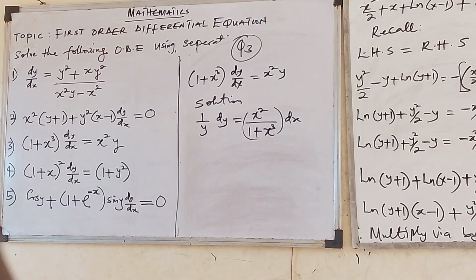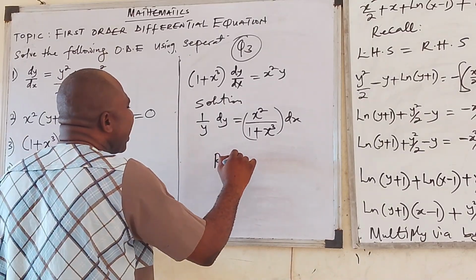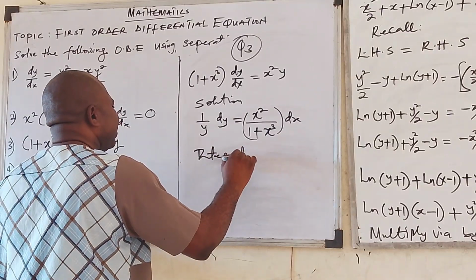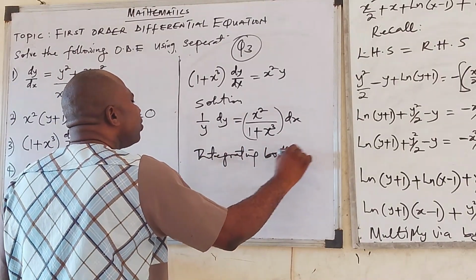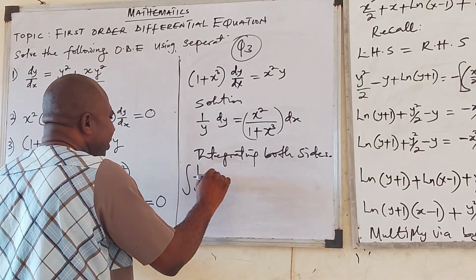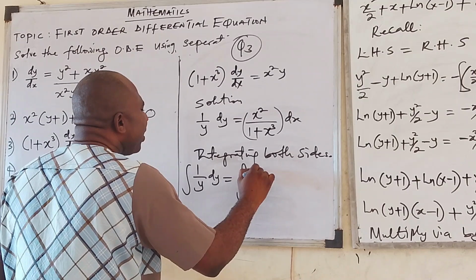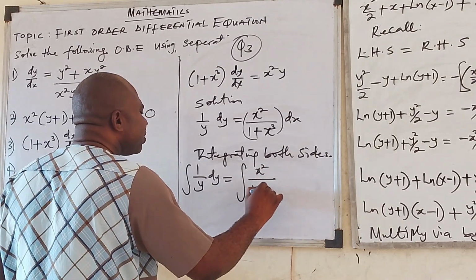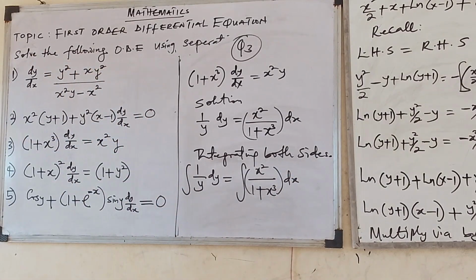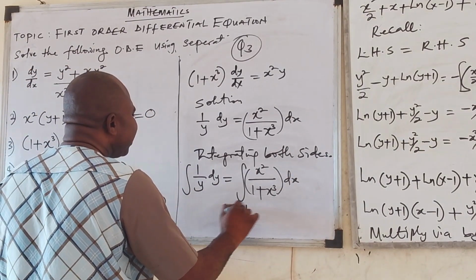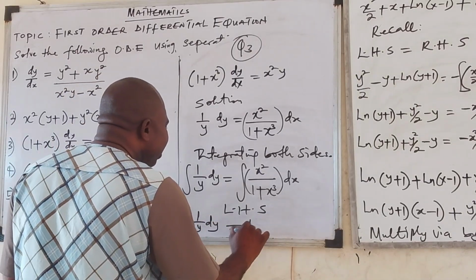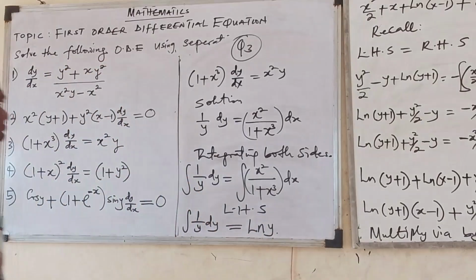So here, before looking at the right hand side, let's integrate both sides. That will be the integral of 1 over y dy is equal to the integral of x squared all over 1 plus x power 3 dx. Now for the left hand side, when you integrate 1 over y dy, it gives ln y.